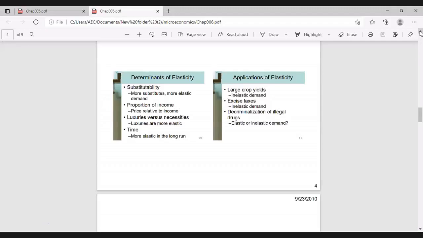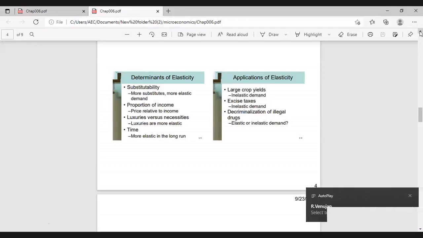Luxury versus necessity also determines the demand elasticity. Some goods are necessity goods. We need them to survive or live. Some are luxury goods, which are not a necessity for our day-to-day life.